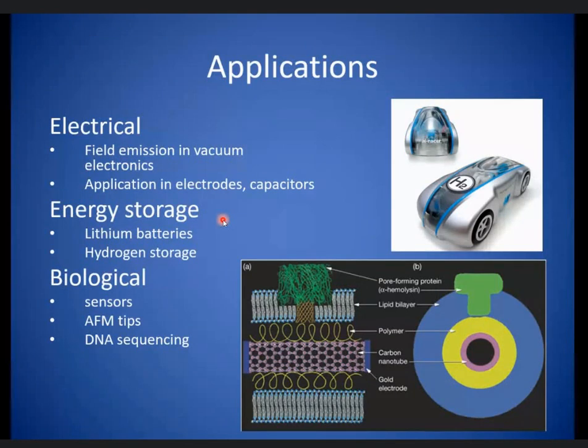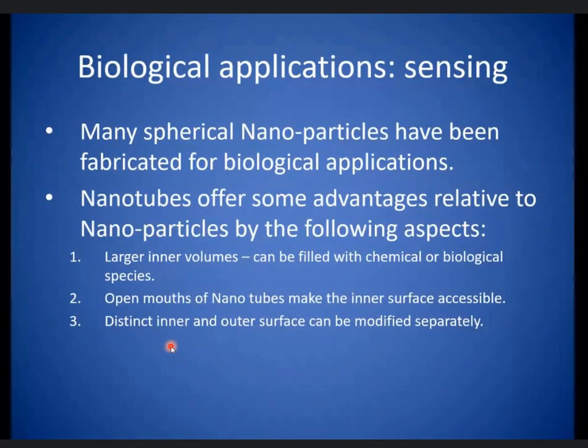Applications are very, very useful in our daily life. Electrical, energy storage, lithium batteries, hydrogen storage, biological, they can act as sensors. They are used for AFM tips or DNA sequencing also. All these materials are used. So huge applications. I'm giving importance to biological application, sensing. Many spherical nanoparticles have been fabricated for bio application. Nanotubes offer some advantage relative to nanoparticles, and these are all very useful in biological sensors.